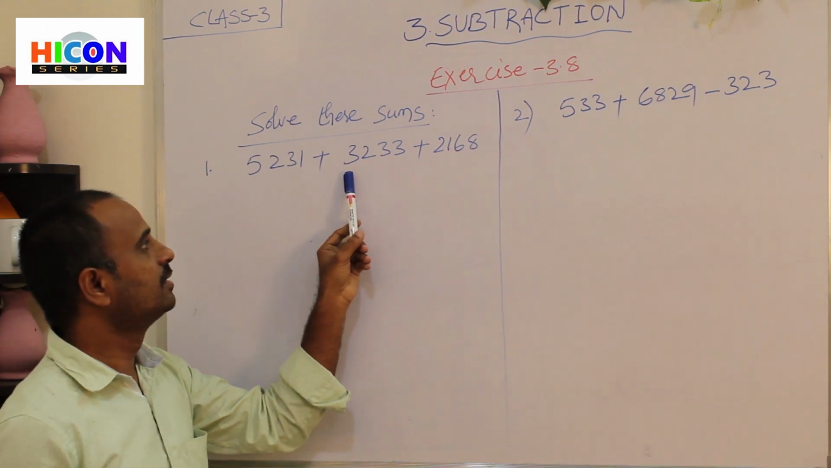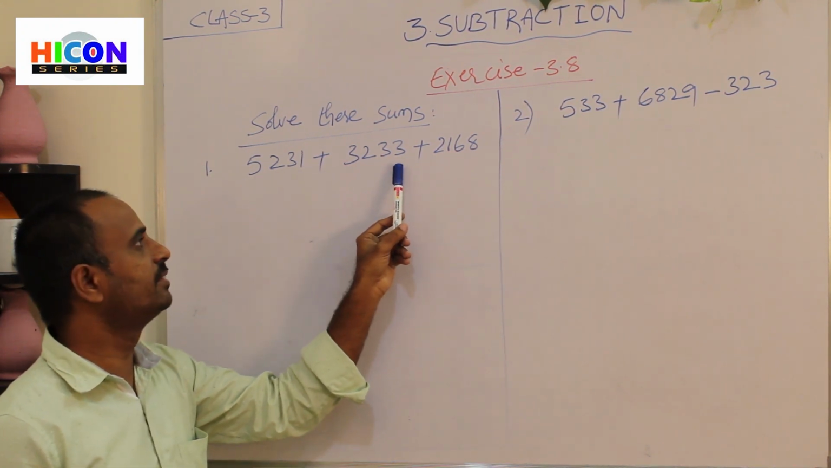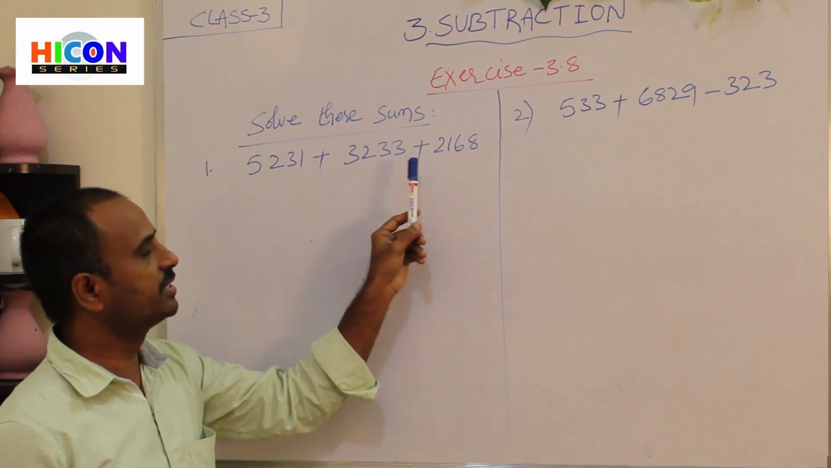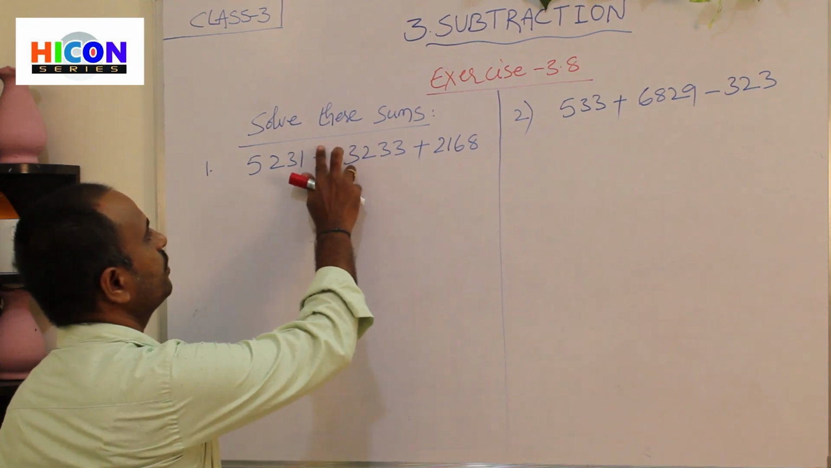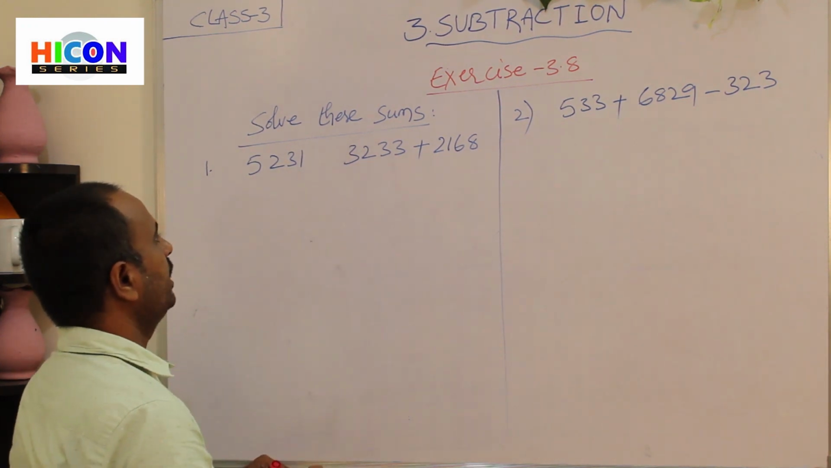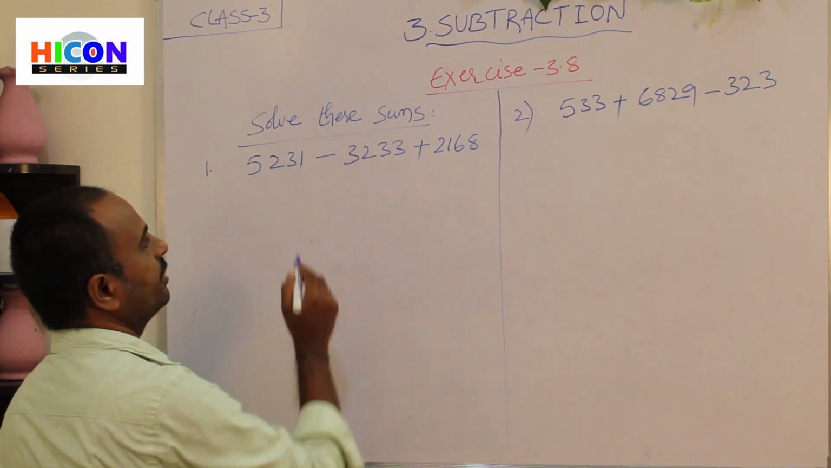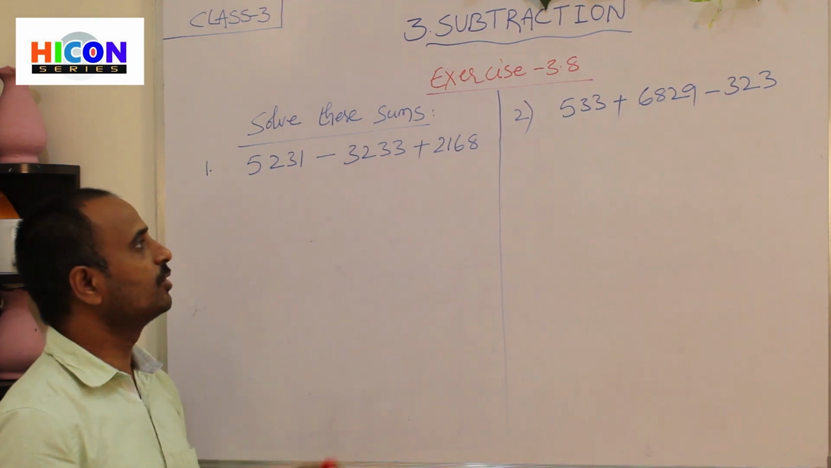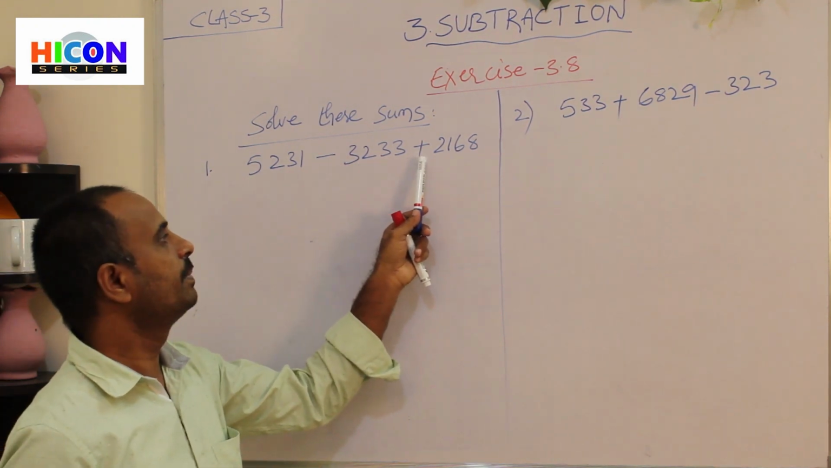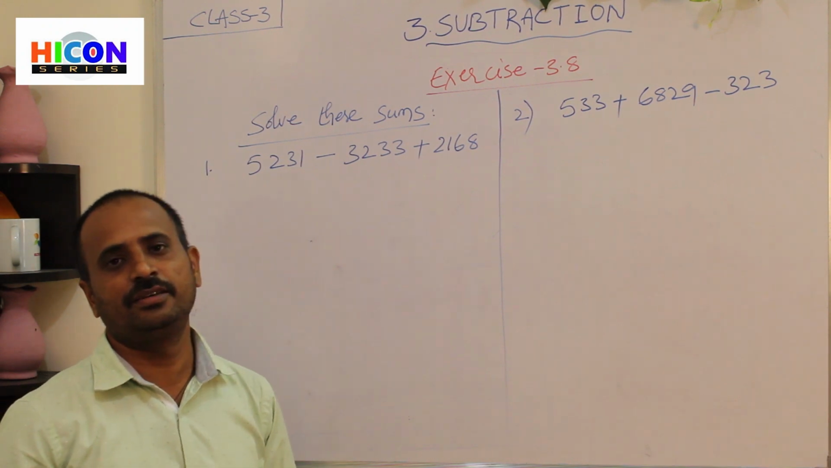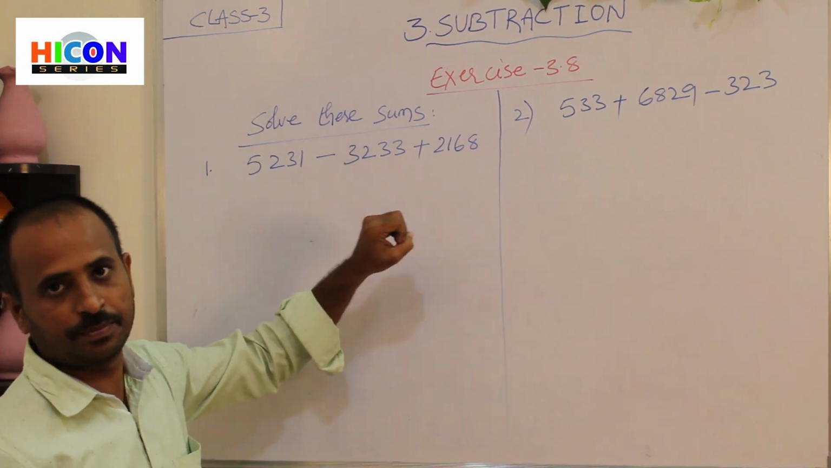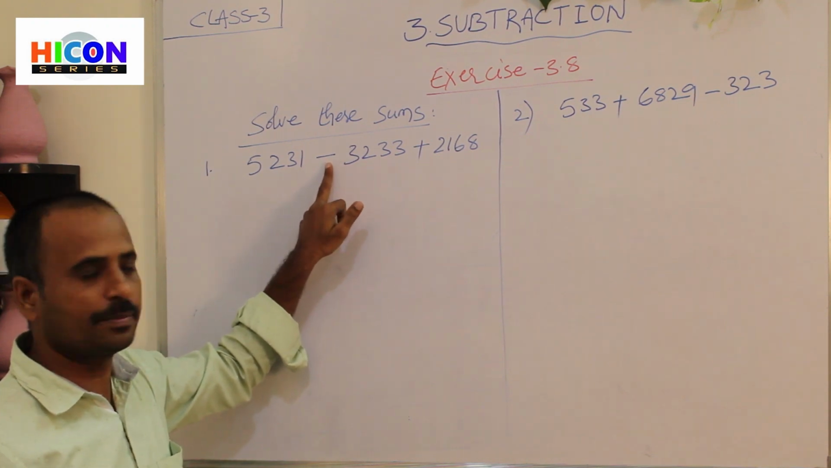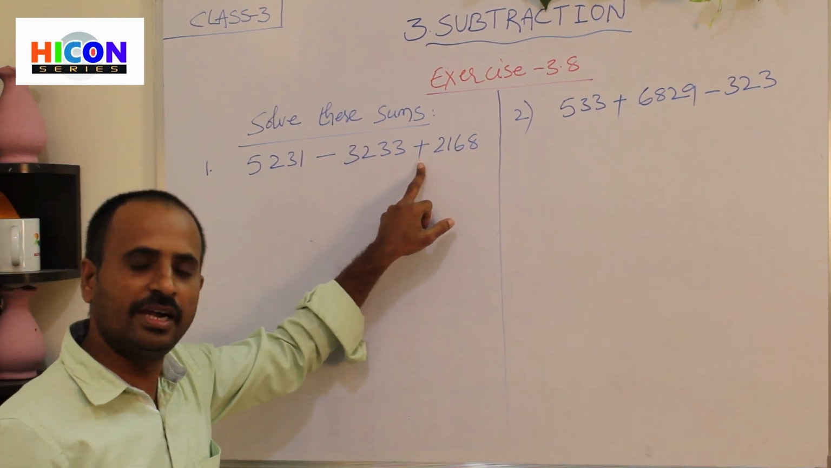5231 plus 3233 plus 2168. Sorry, this is minus. So here 5231 minus 3233 plus 2168. So if you observe this problem, there are both additions and subtraction. Here minus means subtraction and plus means addition.